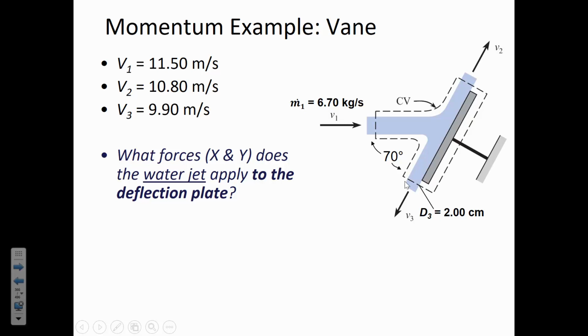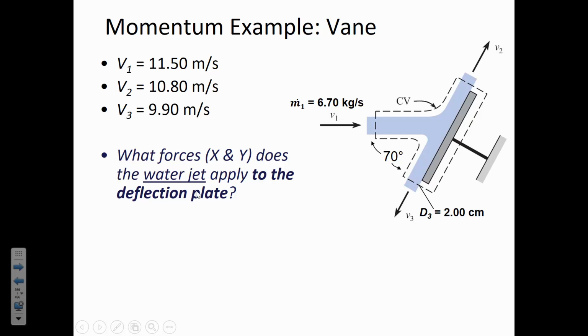So I won't spoil the fun too much, but you're going to have to start with the continuity equation to find out what is m dot 2 and what is m dot 3. Actually, you'll do that in reverse order. You'll solve for m dot 3 first, and then you'll be able to find m dot 2. Once you know the mass flow rates, then we can substitute them into the momentum equation.